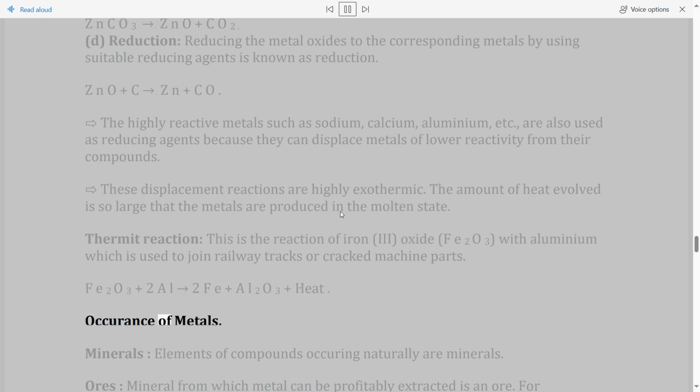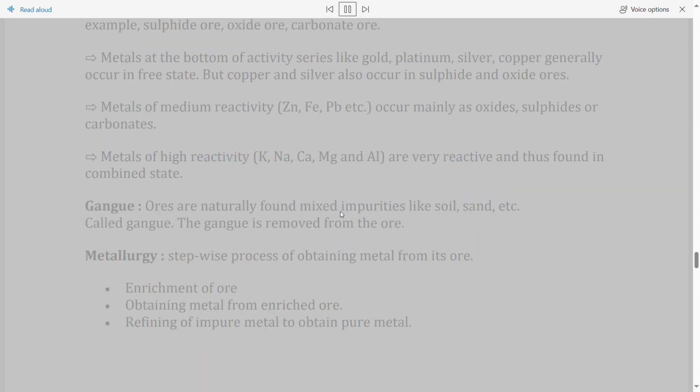Occurrence of metals. Minerals. Elements or compounds occurring naturally are minerals. Ores. A mineral from which metal can be profitably extracted is an ore. For example, sulfide ore, oxide ore, carbonate ore.